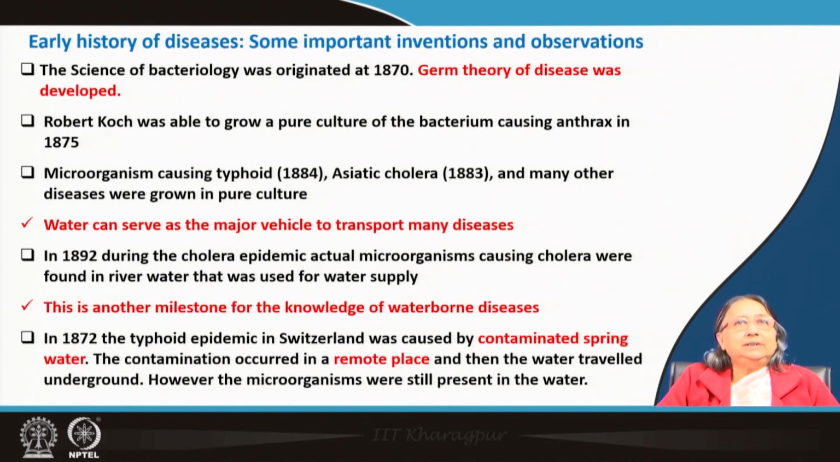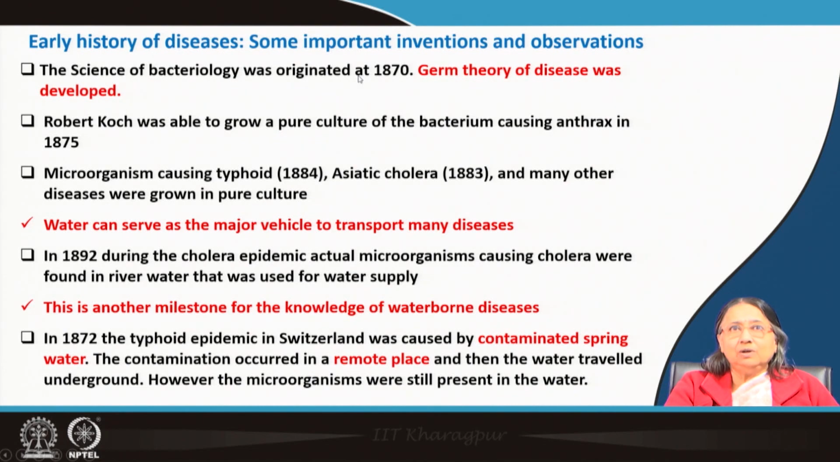Now, early history of diseases, some important inventions and observations. Now, we know we can use chlorine, we can use ozone, we can use other things to kill the bacteria. The science is developed, but at that time people did not know this. So, early history and some important observations, that is why I collected.